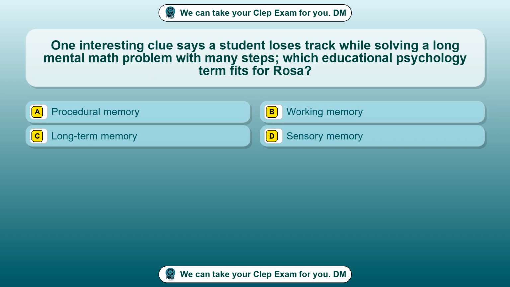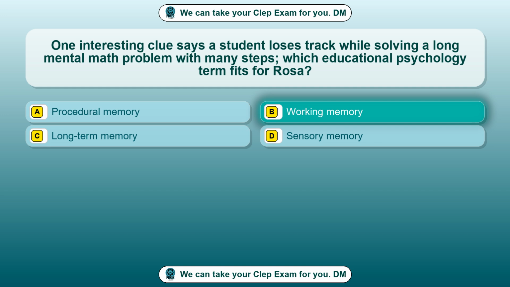Question 34. One interesting clue says a student loses track while solving a long mental math problem with many steps. Which educational psychology term fits for Rosa? Option A, procedural memory. Option B, working memory. Option C, long-term memory. Option D, sensory memory. The correct answer is option B, working memory.